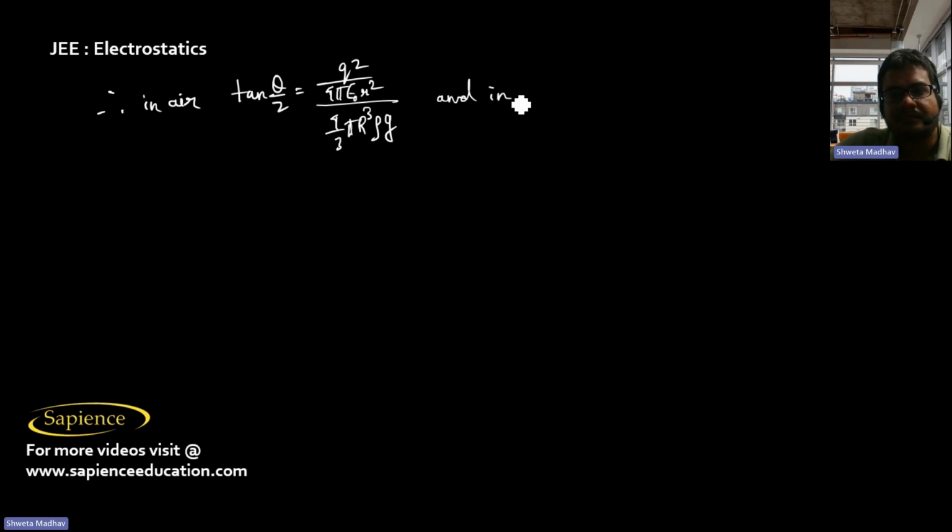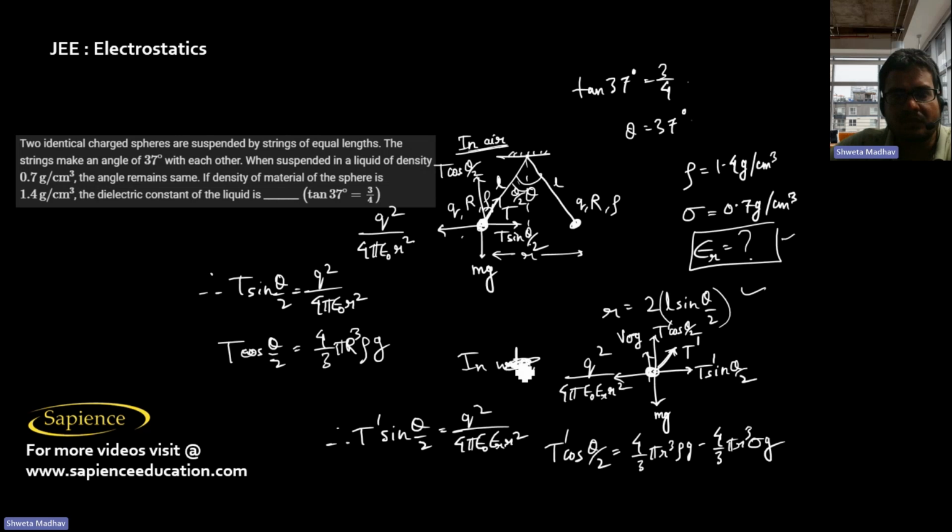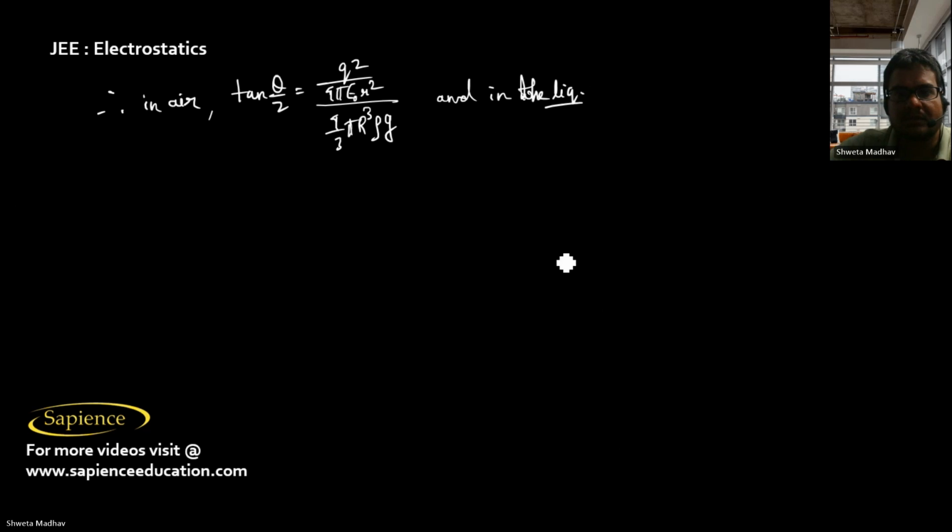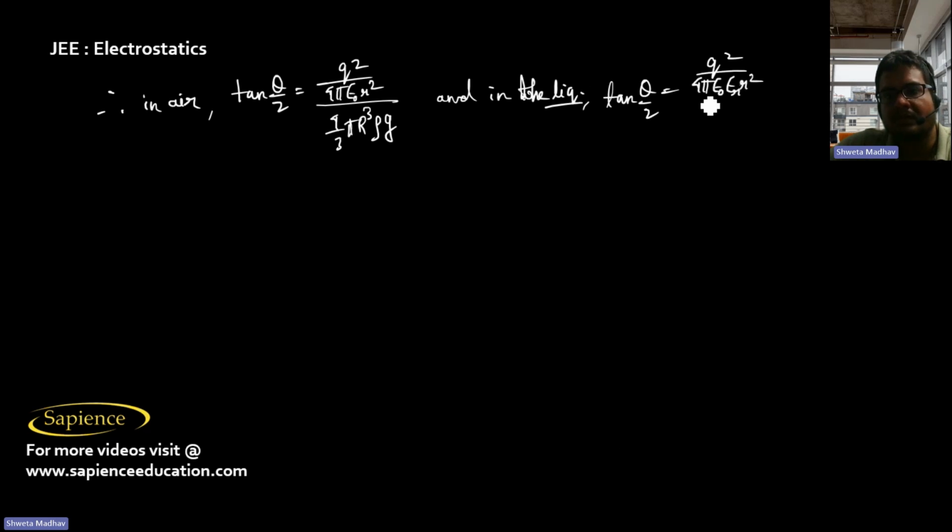And in the liquid, in the given liquid, it is not in water, it is in the given liquid. In the liquid we have tan theta by 2 equal to q square by 4 pi epsilon naught into epsilon r into r square divided by 4 by 3 pi r cube into sigma into g.